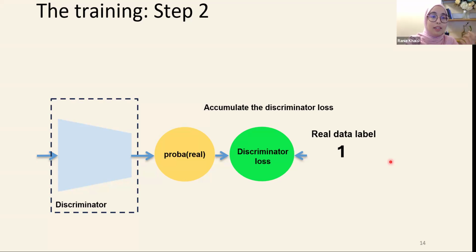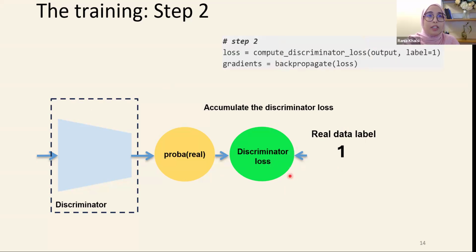So the idea is that this is one. It means that this image is real, and this is a real data label. And we have the output from the previous step. We are giving it to the discriminator alongside this information. And the idea is to accumulate the discriminator loss.